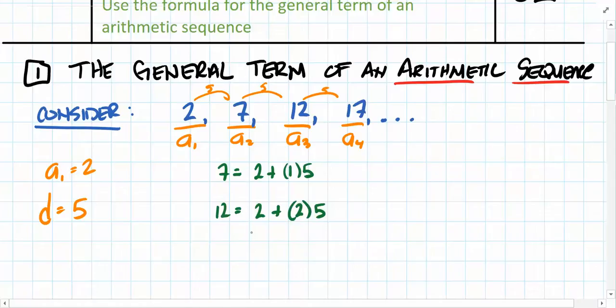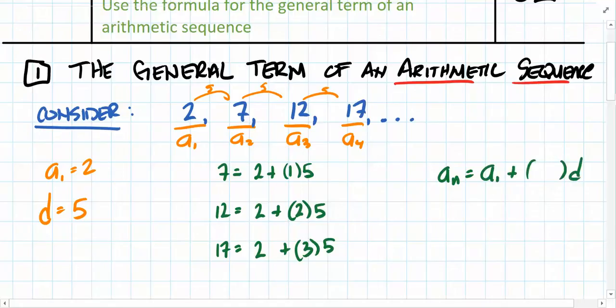12. Check it out, the 17. So the 17, which is the fourth term, is equal to the first term plus 3 differences, because 3 times 5 is 15 plus 2. So in general, if I'm looking for the general term, the a sub n, it would be whatever the very first term is plus a certain number of differences.